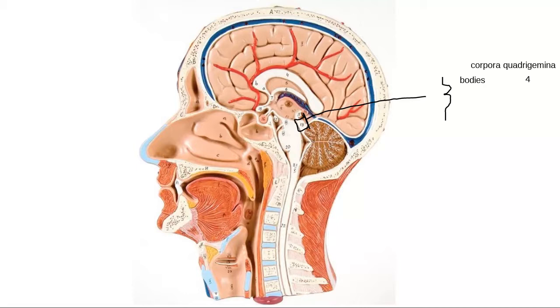Auditory and visual reflexes. These four bumps. We see kind of one big one here, but there's actually four of them total.